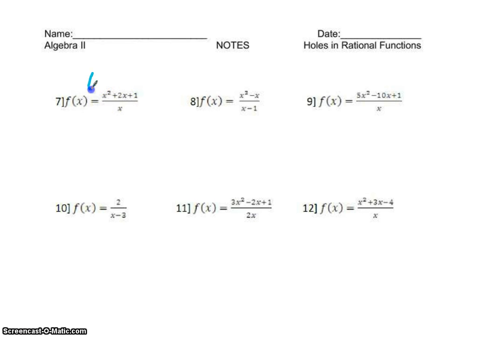Looking at number 7, this would be x plus 1 and x plus 1. Nothing cancels, so there are no holes. Vertical asymptote is going to be at x equals 0. I just used the bottom. Horizontal asymptote, compare your degrees. 2 is bigger than 1. If the numerator is bigger, there is none. So all you have is the vertical asymptote.